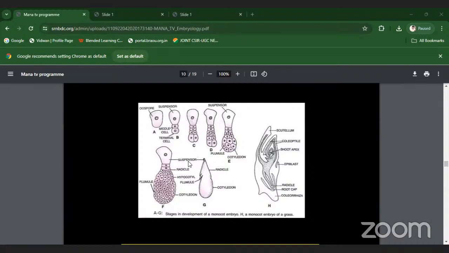Let's see the development of a monocotyledon in Sagittaria. In Sagittaria, different stages are formed. In any type of embryogenesis, whether mono or di, the initial cell is the zygote. Let's take a color. Initial cell, zygote.